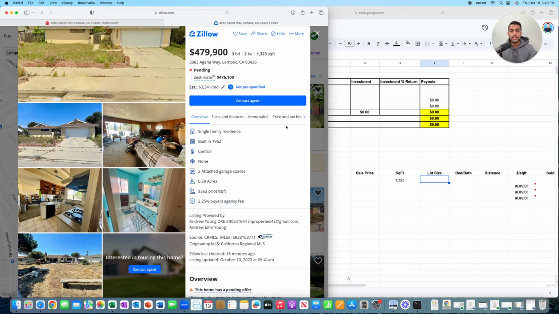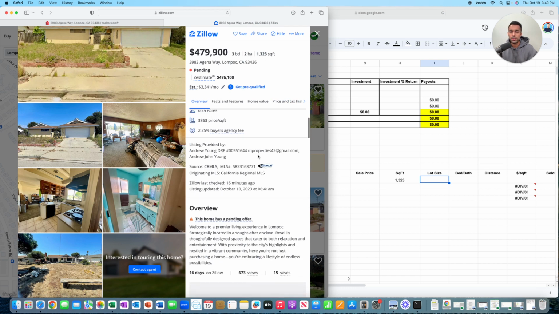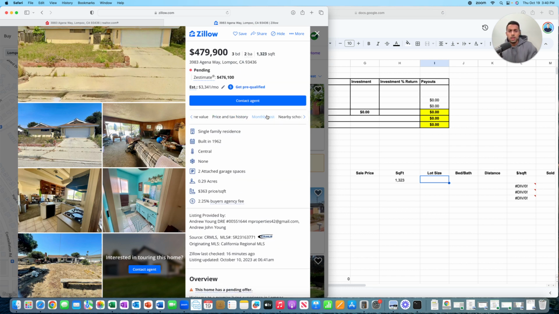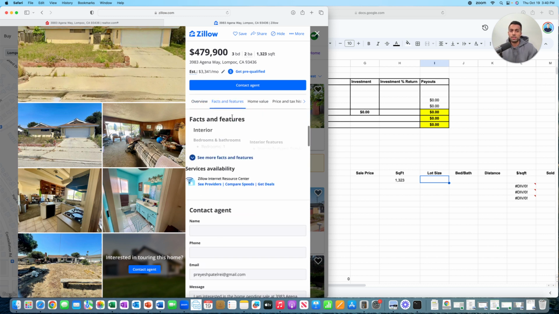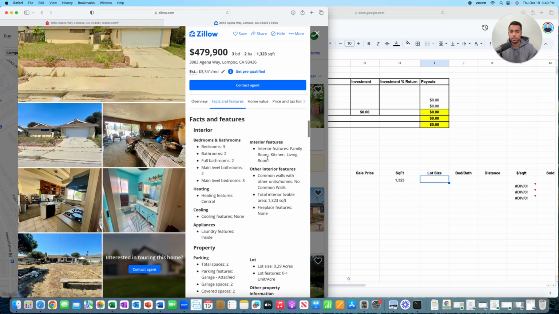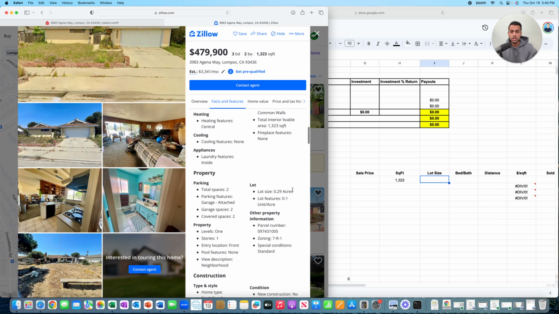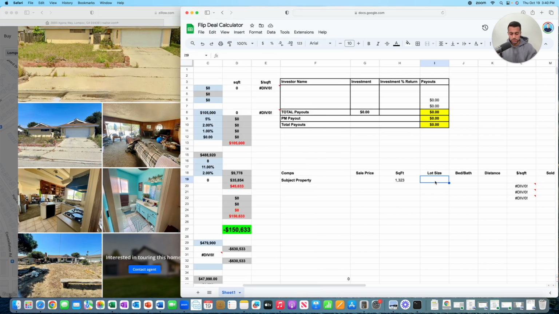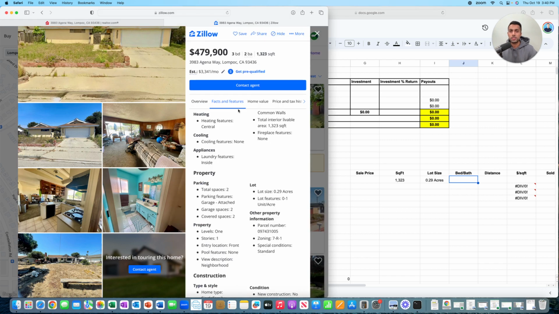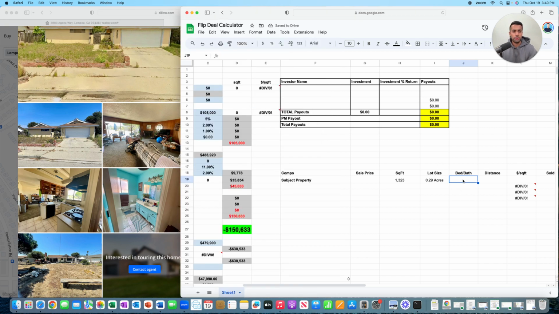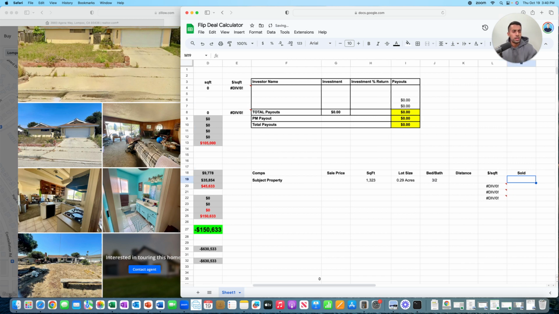Lot size. I like to go into, where is it? Usually like, here we go, facts and features. Okay. Lot, we have 0.29 acres, so 0.29 acres. Beds and baths. We have a 3-bed, 2-bath. I just do 3/2.